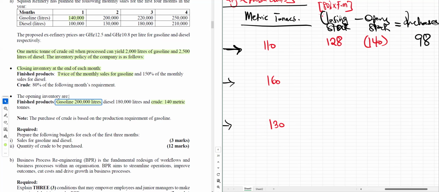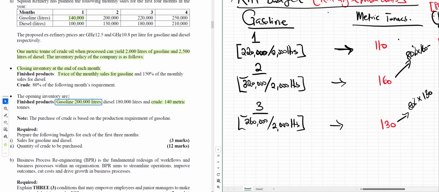Then they are telling us that the closing stock is 80% of the following month. So closing stock was 80% of the 160. The next closing stock is going to be 80% of the 130. Do you understand? And the next one is going to be 80% of the following month, which we have to get before we can get the closing stock. So that one will take this 250,000. So let's just do month 4 because we need month 4, right? Thank you, sir. Is it clear now? Yes, sir.